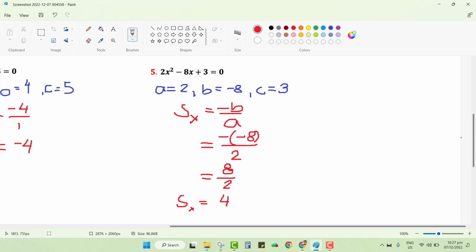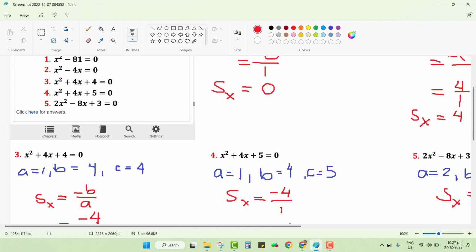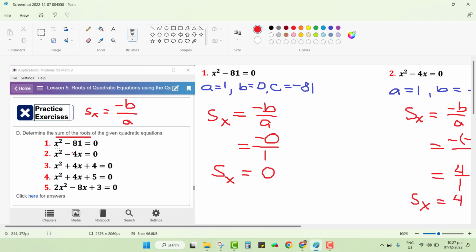Again, you can still verify this when you get the value of the roots and add them up, to see if it results to 4. This is the content of this practice exercise, as this only includes the determination of the sum of the roots of the given quadratic equations.